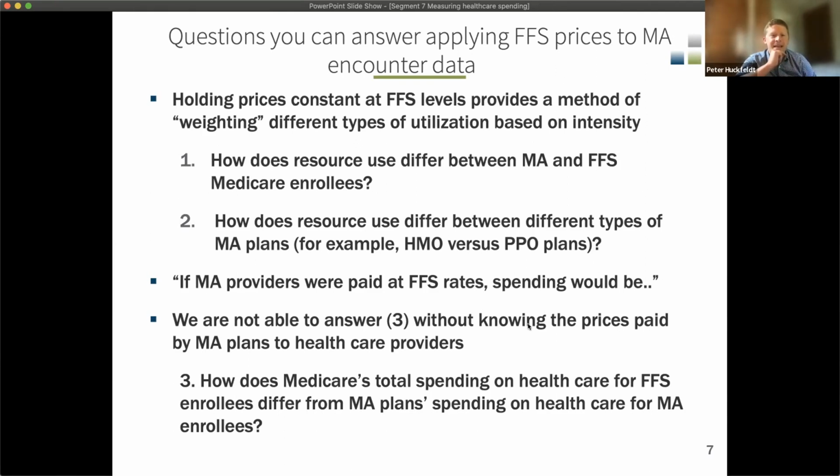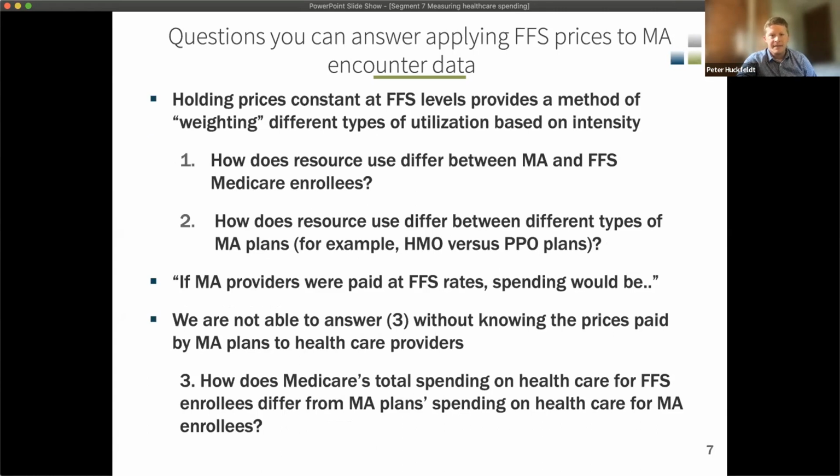So the key question we can't answer is, how much does Medicare's total spending on healthcare for fee-for-service differ from Medicare Advantage plan spending on healthcare for Medicare Advantage enrollees, because we don't have the prices.